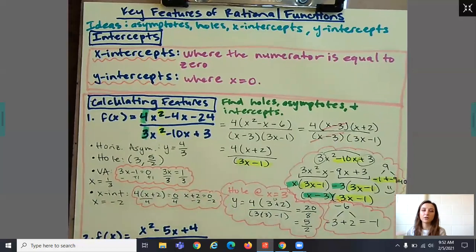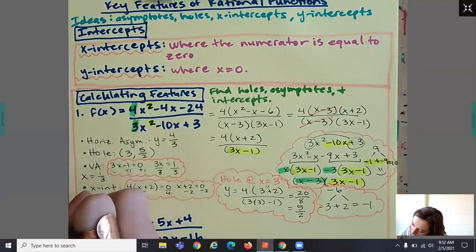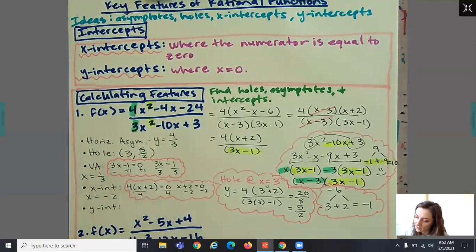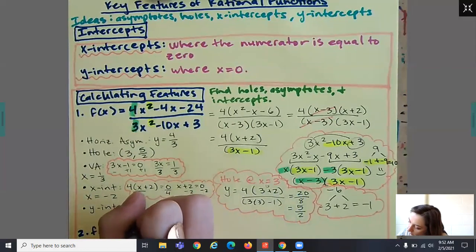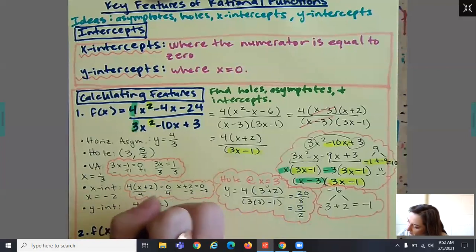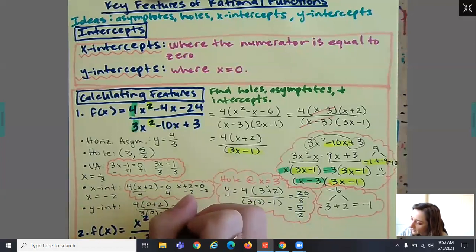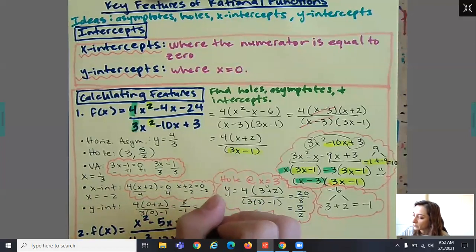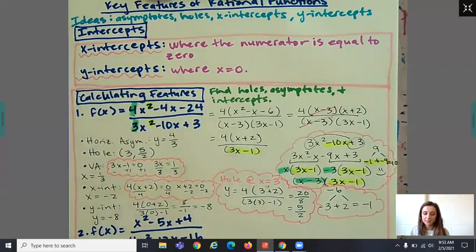All right, and then the last thing that we're going to do is the y-intercept. And that is where x equals 0. So I'm just going to do it in the simplified form. I'm going to plug in 0. 4 times 0 plus 2 divided by 3 times 0 minus 1. 0 plus 2 is 2. 4 times 2 is 8. 3 times 0 is 0, minus 1 is negative 1. So 8 divided by negative 1 is going to be negative 8. So the y-intercept is going to be y equals negative 8.